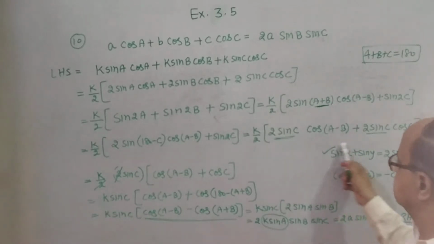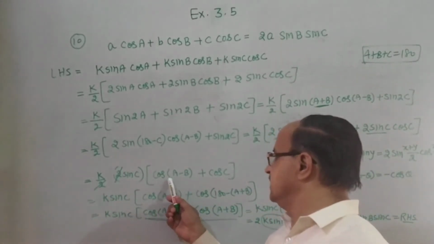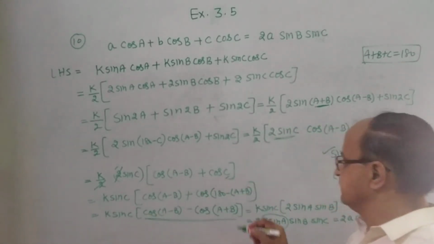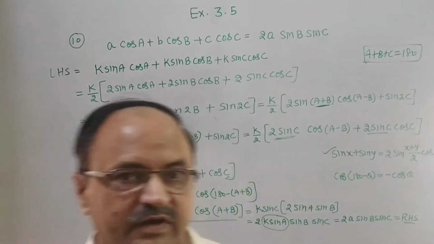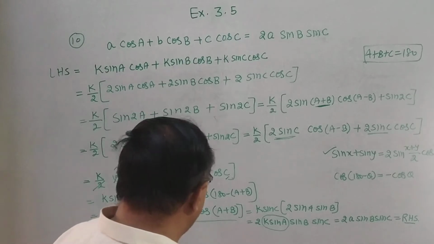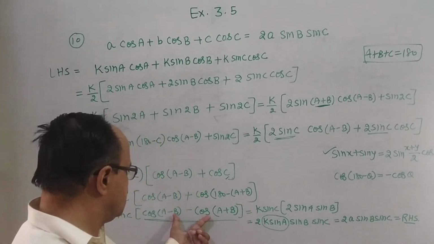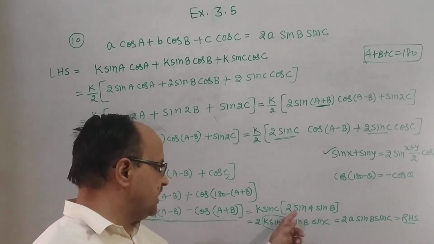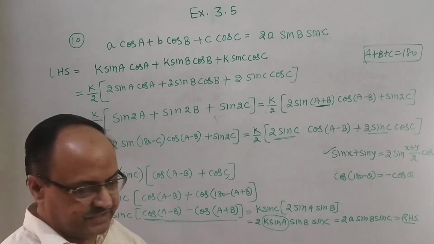Now you can take common 2 sin C, 2 to 2 cancel, and after that the main point is to put the value of C from here. What is the value of C? 180 minus (A plus B). And you know that cos (180 minus theta) is minus cos theta, and this is the direct formula. Cos (A minus B) minus cos (A plus B) is equal to 2 sin A sin B. Now arrange according to the right hand side, k sin A, and k sin A is equal to a, that is the right hand side. Clear?